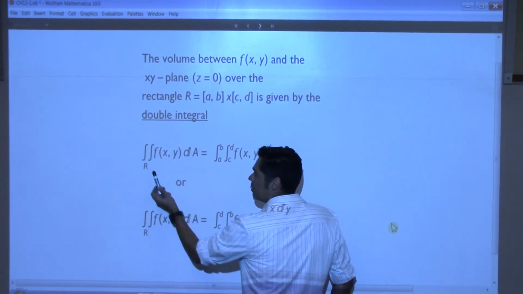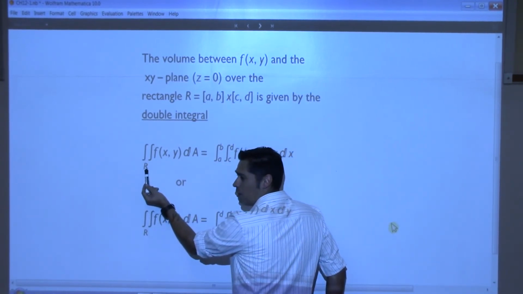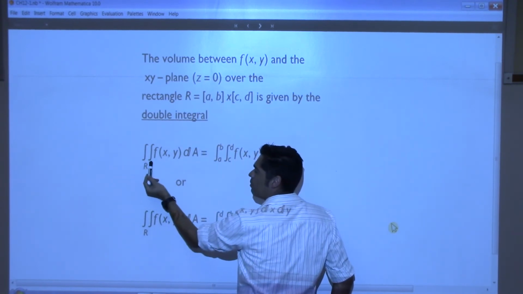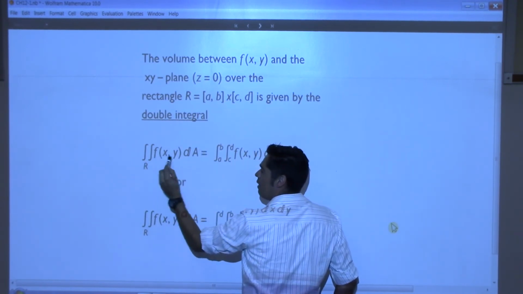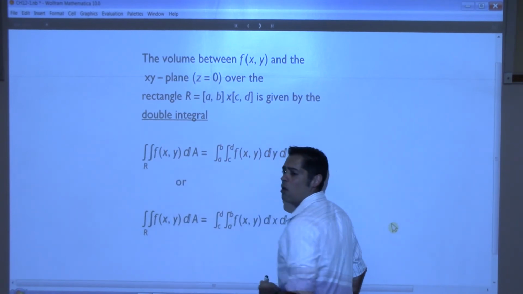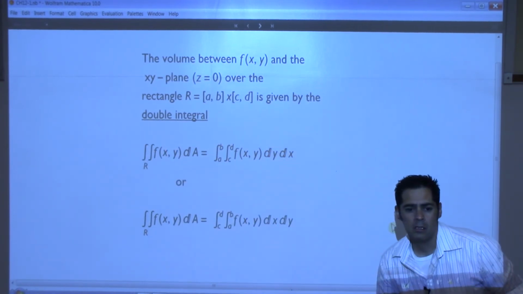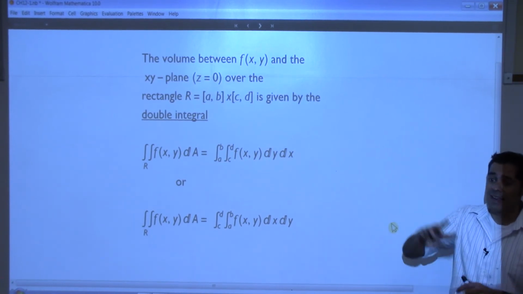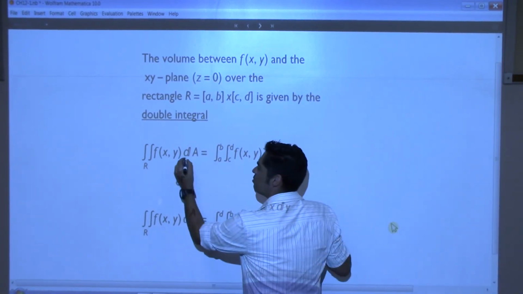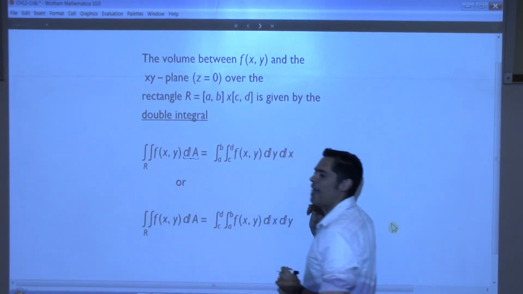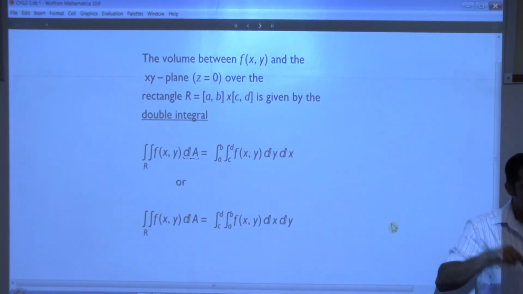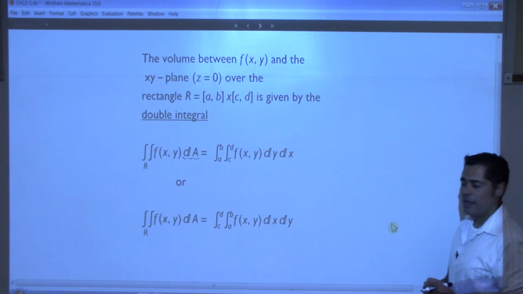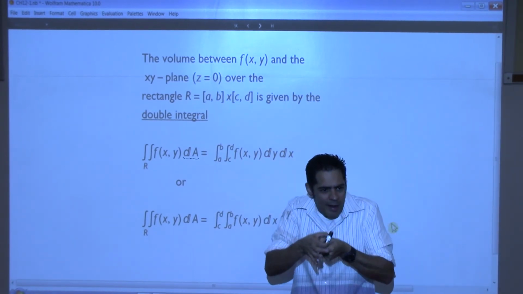Now pay attention to this. Double integral over R. R is what? R is the rectangle, right? The double integral over R of f of x y. This right here represented what part of the picture? The f of x y was the height, right? So this was the height of it. This right here, dA, what do you think the capital A stands for? Area, right? It's an infinitesimal area on the ground.